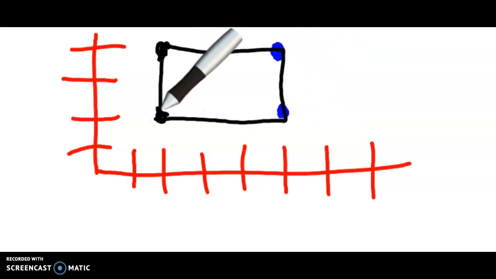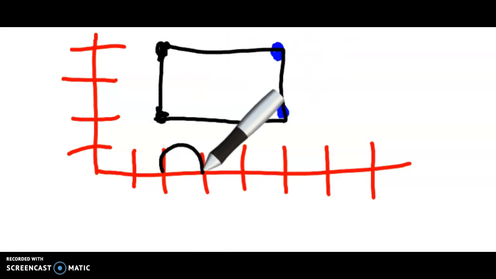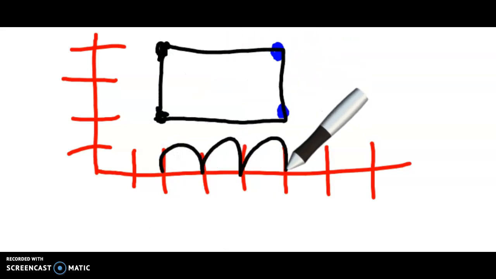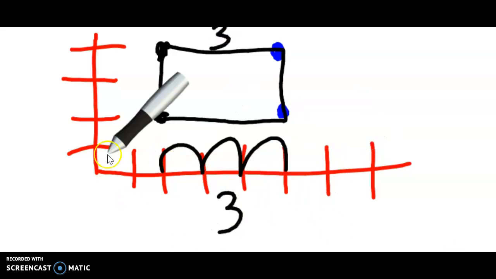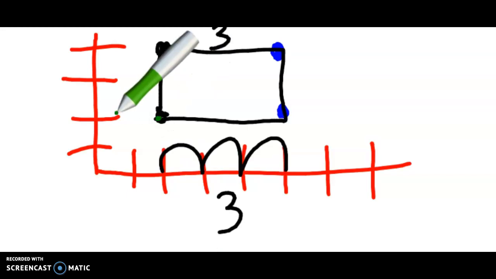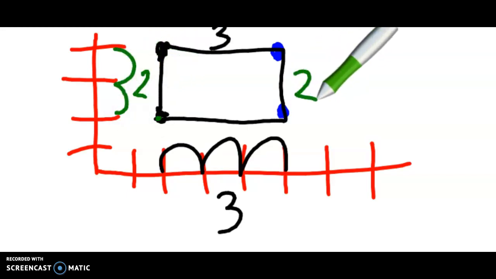Okay, so for here, I go up 1, 2, 3. Another way to say it is 5 take away 2 is going to give me 3. So my top and bottom base are going to be 3, or my length and width are 3. And then I'm going to count up. Well, if I go up here, it's 1, 2. So this piece right here is going to be 2, and this is going to be 2.